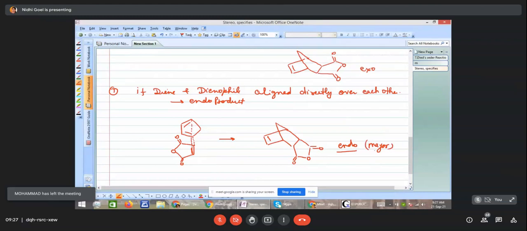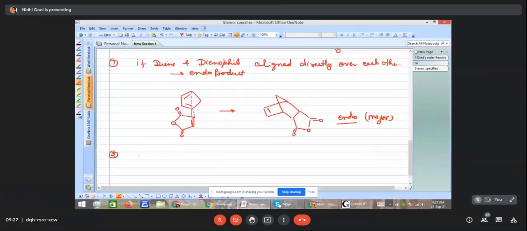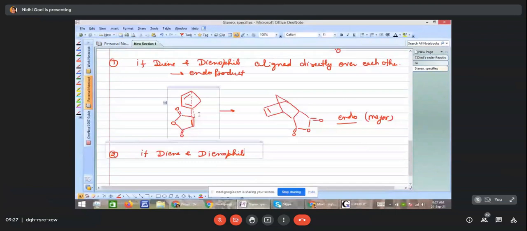Second condition: if diene and dienophile align directly, alignment means that they are one over the other. Ek dusre ke alignment mein hai, ek ke upar ek hai. Theek hai?